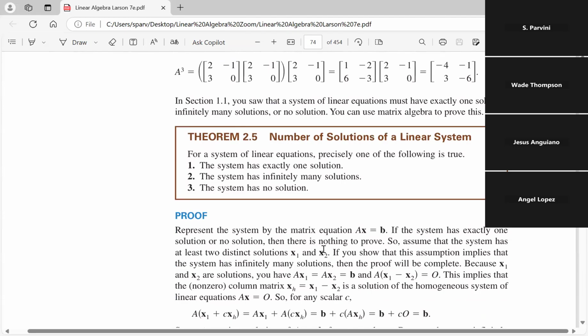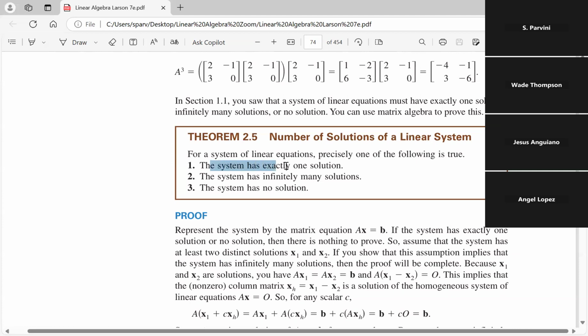And almost done with this, folks, with this section 2.2. Now for this one, theorem 2.5. This one looks at the number of solutions for a linear system. So any one of these 3 things could happen when we solve a linear system.